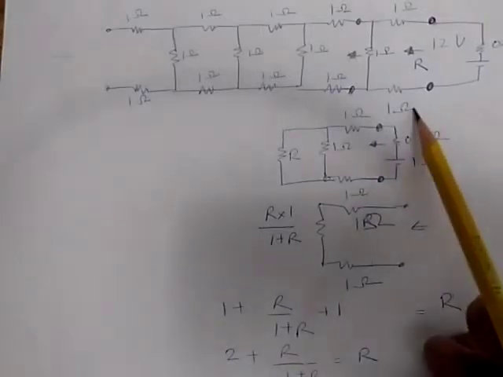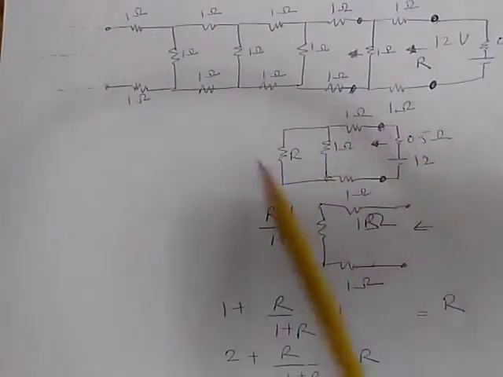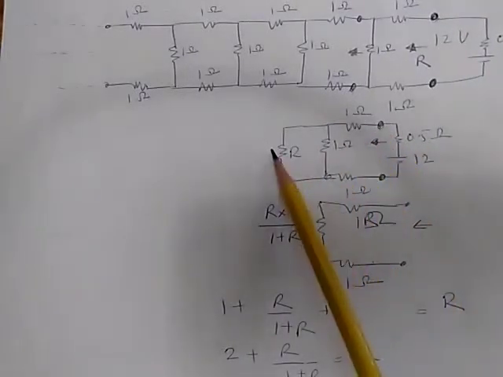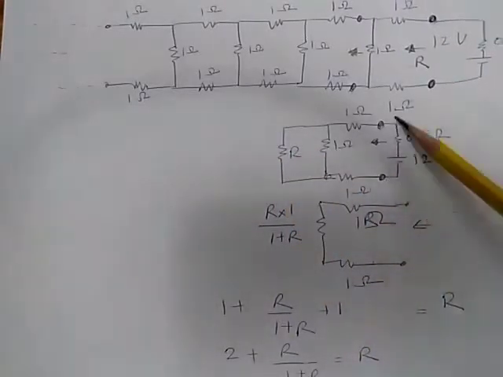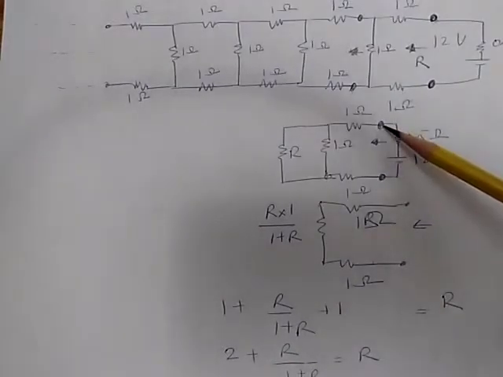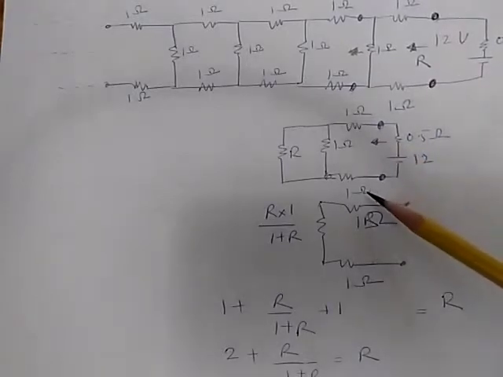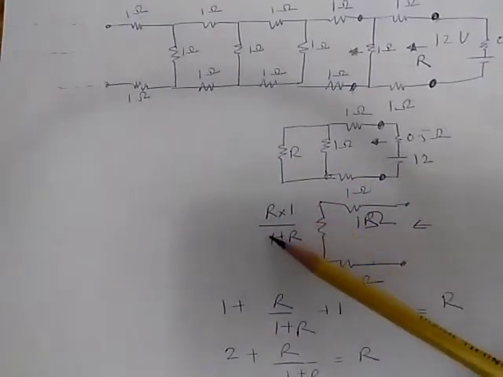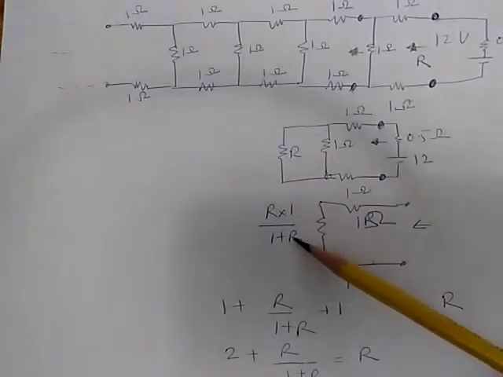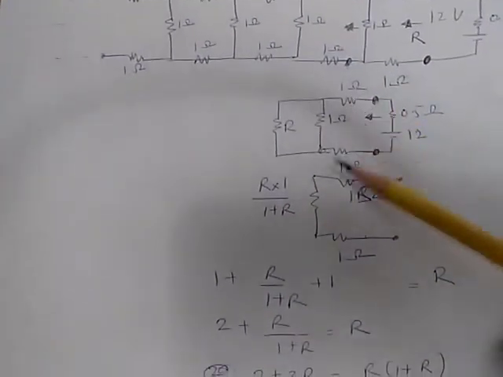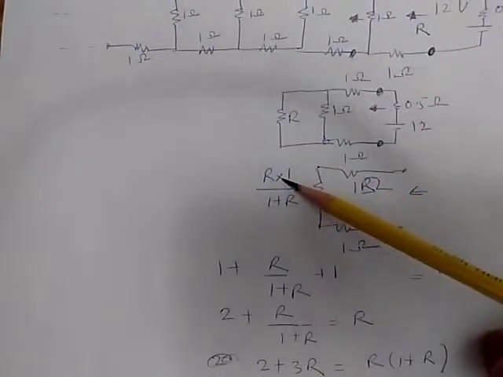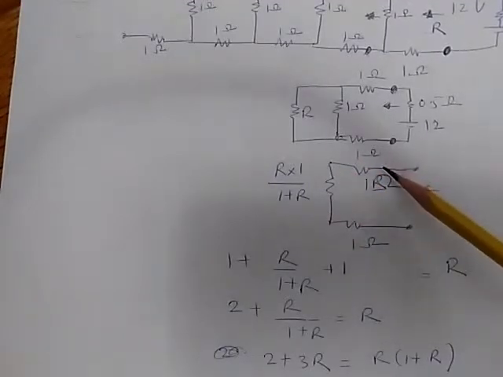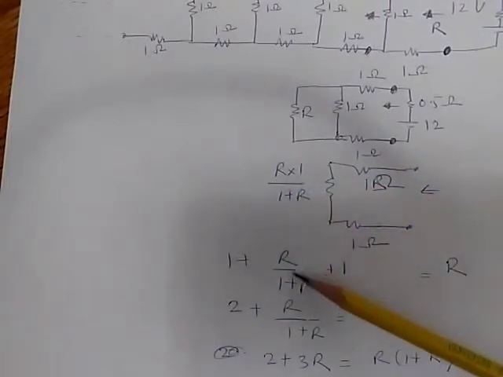Now we have reduced this infinite problem into a finite problem. We have a 12 volt battery, a 0.5 ohm internal resistance of this battery, 1 ohm, 1 ohm resistors and R, with the knowledge that the equivalent resistance between these two points is R. So what is the equivalent resistance of this circuit looking from here? This R and this 1 ohm are in parallel, so their equivalent resistance will be R1 R2 divided by R1 plus R2, or R into 1 divided by R plus 1, or R divided by 1 plus R. Then we have the 1 ohm resistor, R divided by 1 plus R, and the 1 ohm resistor. These three are in series, and their equivalent resistance is 1 plus R divided by 1 plus R plus 1.